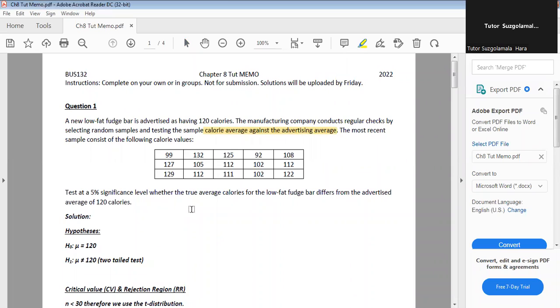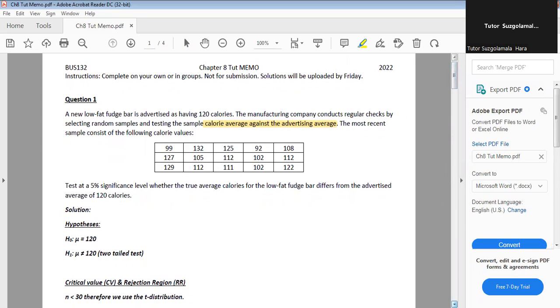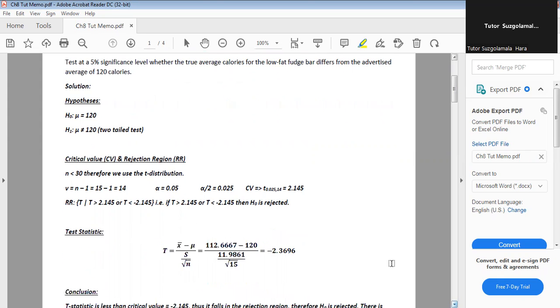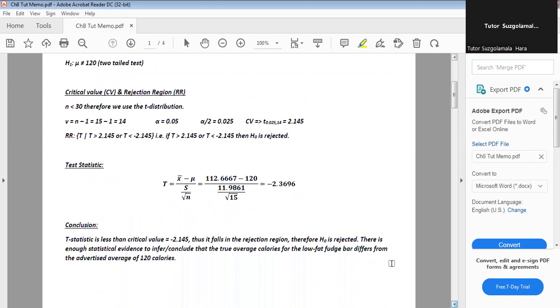And now the first step in doing hypothesis, you first have to find what is the null hypothesis and what is the alternative hypothesis. The alternative hypothesis is the thing that we want to find, for example, testing the calories against the advertising averages. That's our alternative hypothesis, a two-tailed test. Then you find your critical values, then you find your test statistic, then you make your conclusion.